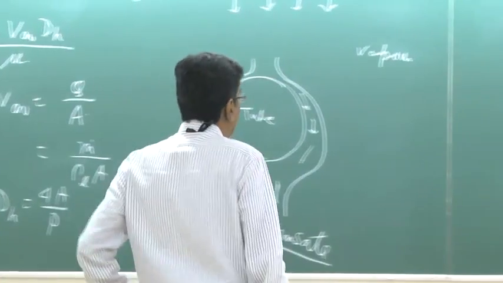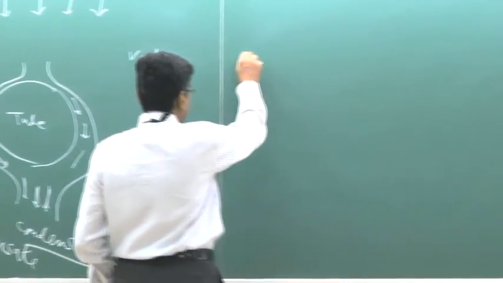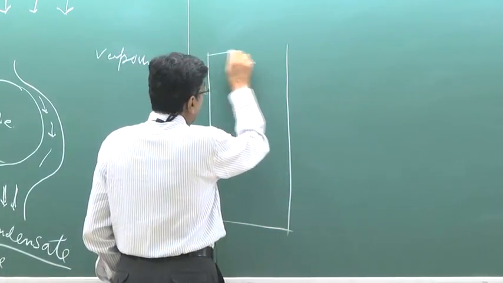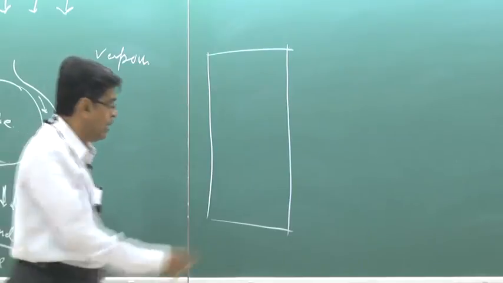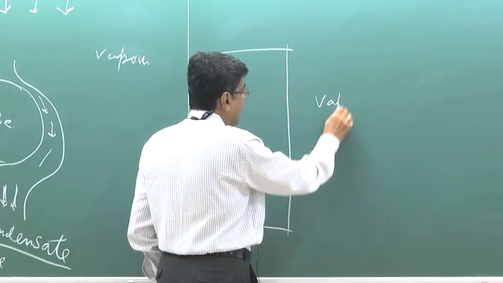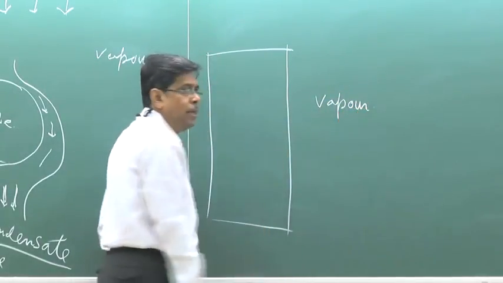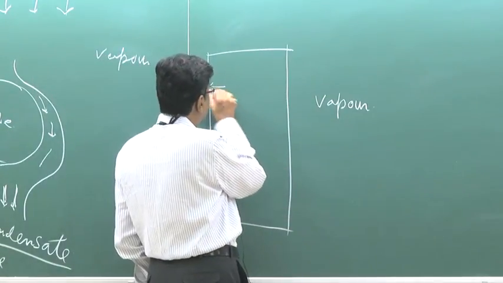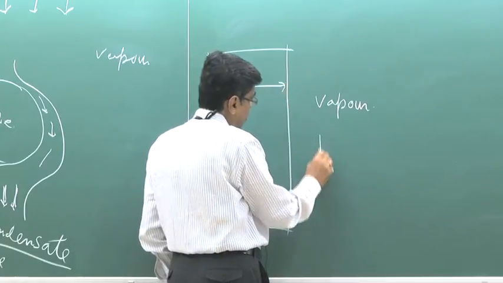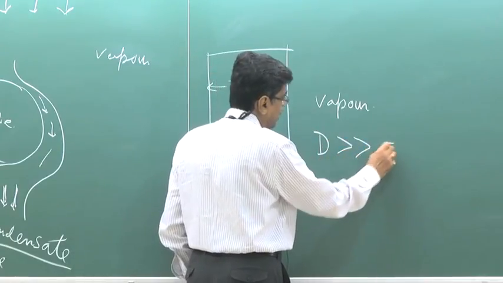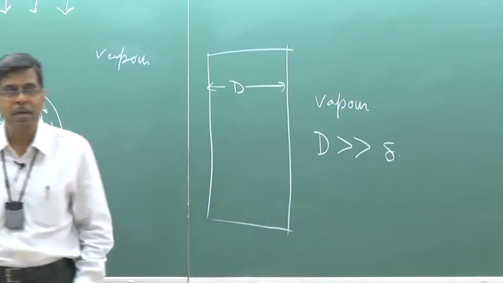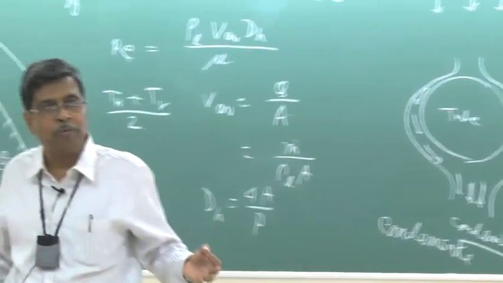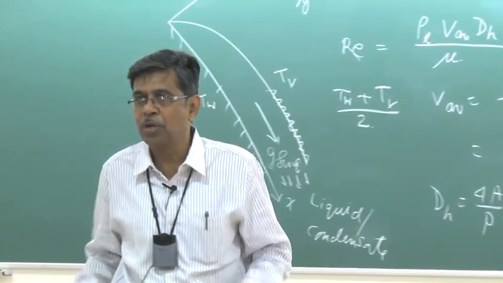Now, in case of a vertical cylinder, the information is like this. In case of condensation on the outer surface of a vertical cylinder, with vapor there, we can use the expression for a flat plate, provided the diameter of the cylinder is much, much higher than the thickness of the liquid film. Then we can use it. This is another information. Today everything will be informative, no deduction, nothing, just for your information.